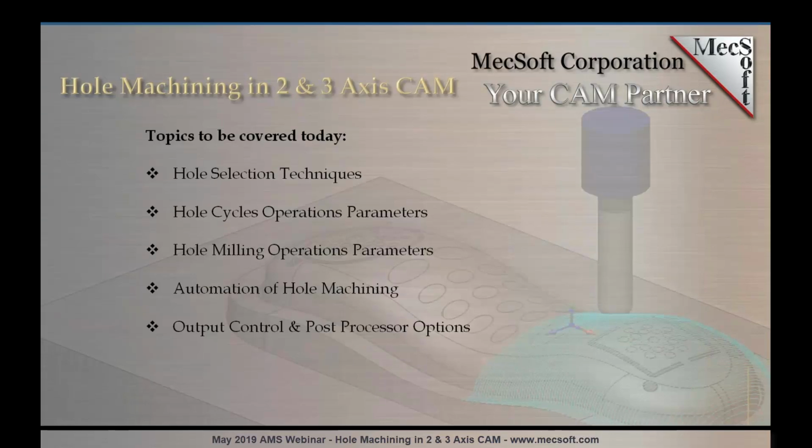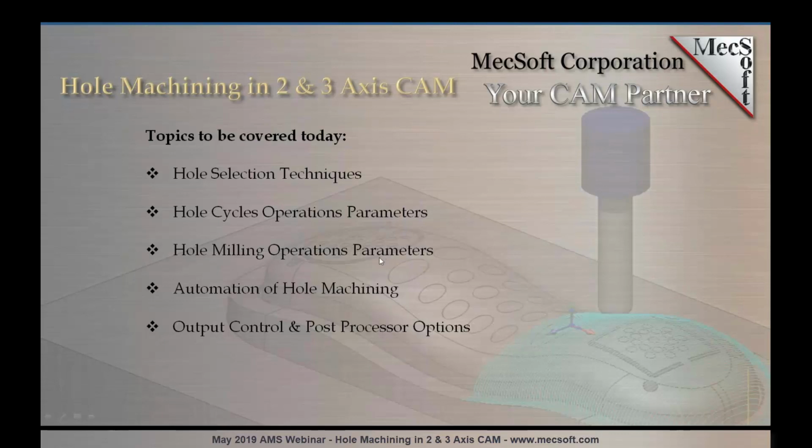Today's webinar is titled Hole Machining in 2 and 3-axis CAM. The first topic will be hole selection techniques. Uday is going to show you the different ways we can select holes for machining. This will be followed by the hole cycle operations, or the hole machining operations themselves, and their parameters. We'll describe most of the important ones. And I'll follow it up with the description of the milling operation parameters, and how to use them to control your hole machining or hole milling.